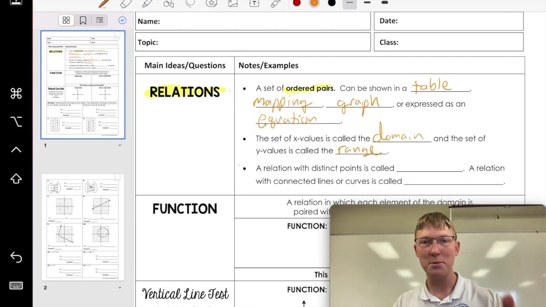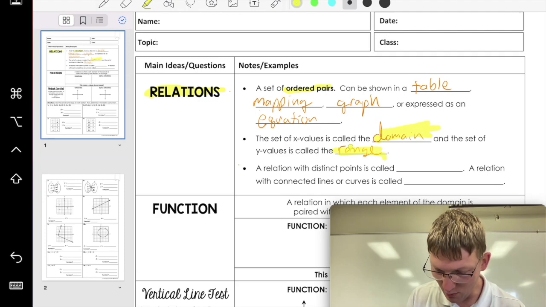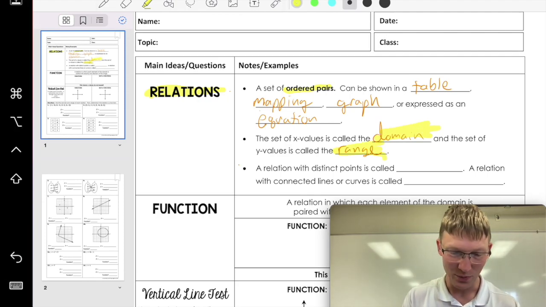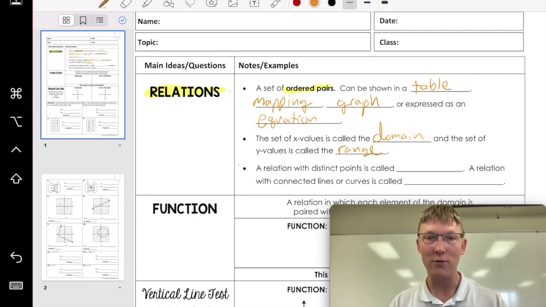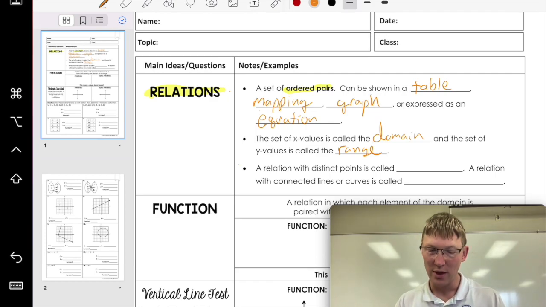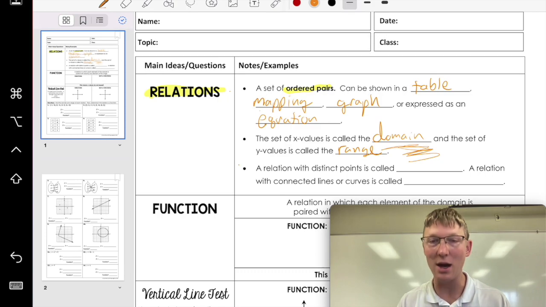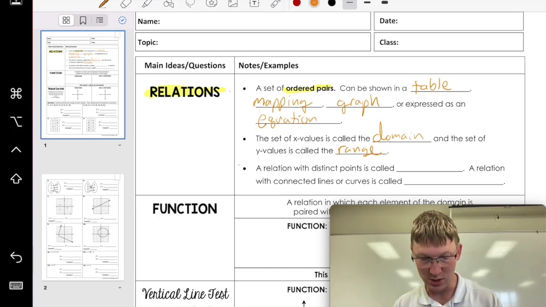There are two types of people out there that I need to talk to. Number one, is this going to be on the test? Yes, domain and range will be on the test. Why is it going to be on the test? Because we're going to see it over and over again. Very frequently a problem will say the domain is blank, find the range, or which one is the domain, which one is the range. These are vocabulary words that are not going to go away. So take the time, learn domain and range.